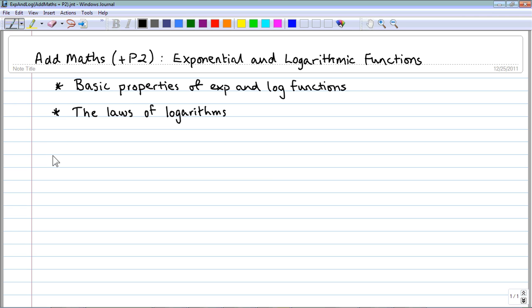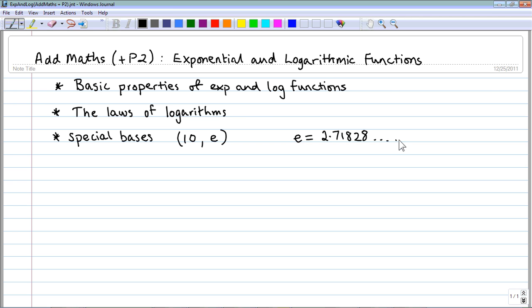Then I'm going to talk about special bases. So you may or may not know a logarithm has a base. Those special bases are really just two, 10 and e. And if you don't know what this number e is, let me just write its approximate value.